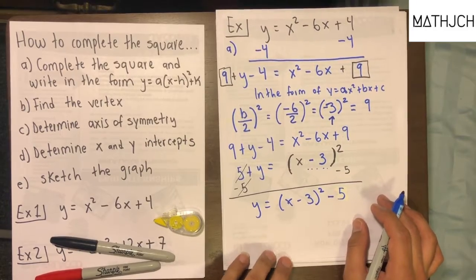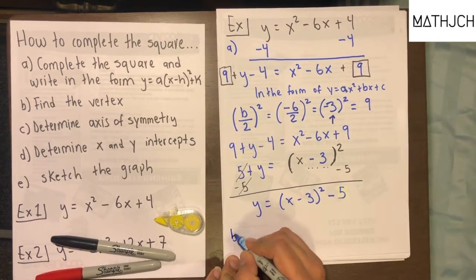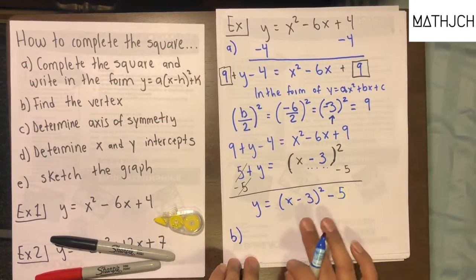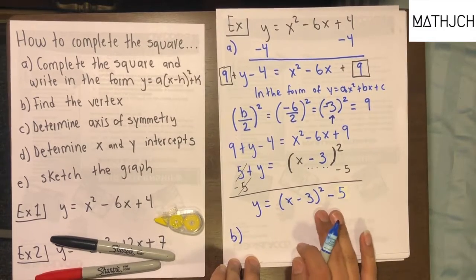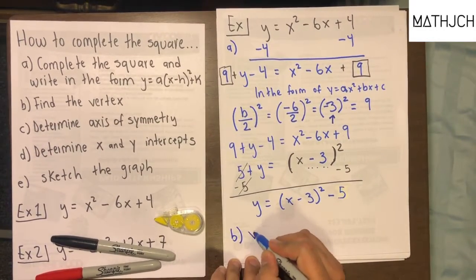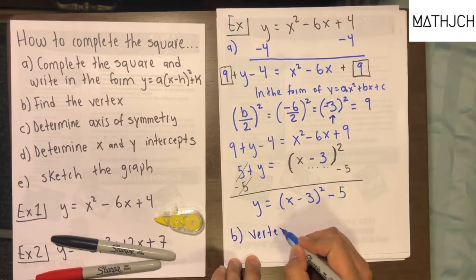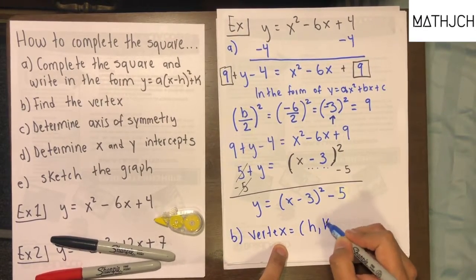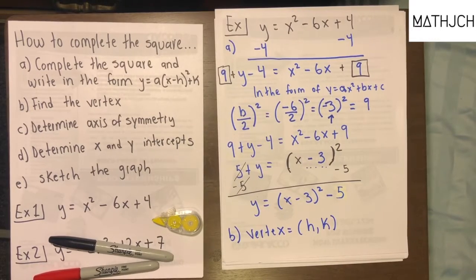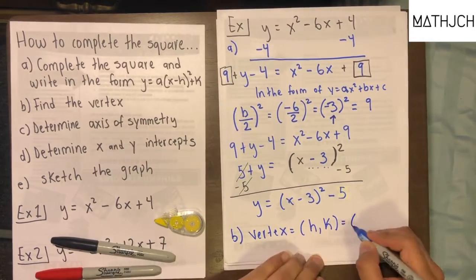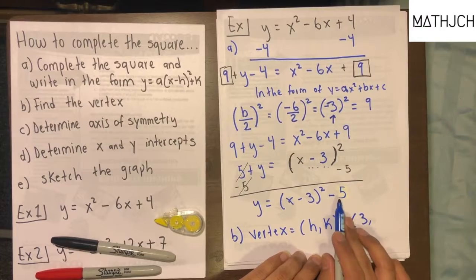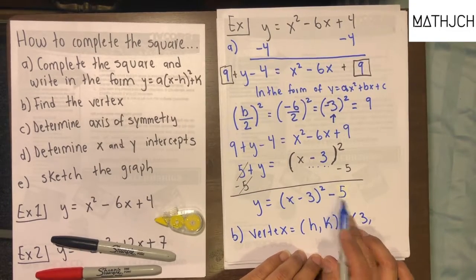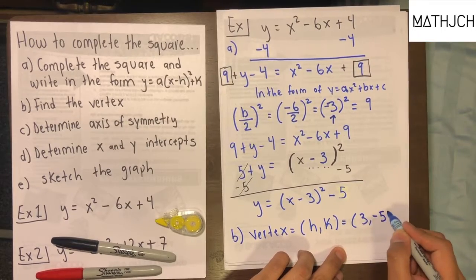Now let's do part B. Part B is to find the vertex having this format of the function. The vertex is pretty straightforward. It's h, comma, k. Okay? Our h value is going to be 3, comma, and k will be the number outside of the parentheses. In this case is -5.